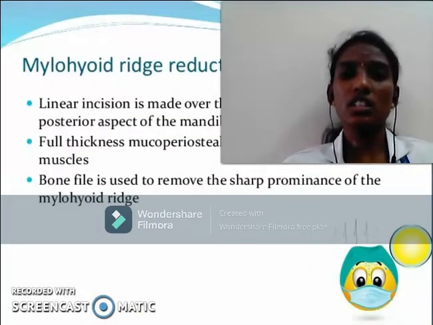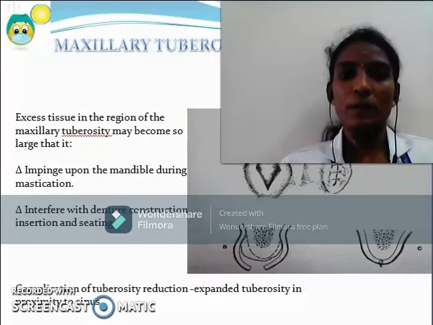For mylohyoid ridge reduction, a linear incision is made in the crest of the ridge in the posterior aspect of the mandible. A full thickness mucoperiosteal flap is elevated to expose the muscle. Bone files are used to remove the sharp prominent mylohyoid ridge.